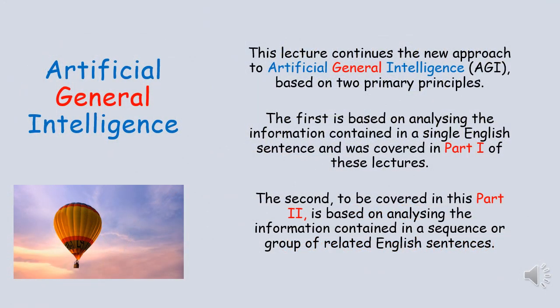This lecture continues the new approach to artificial general intelligence, or AGI, based on two primary principles. The first is based on analysing the information contained in a single English sentence and was covered in part 1 of these lectures. The second, to be covered in this part 2, is based on analysing the information contained in a sequence or group of related English sentences.